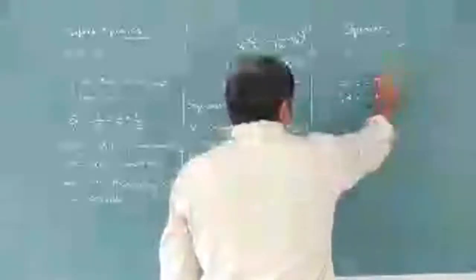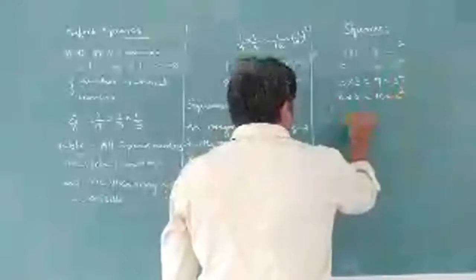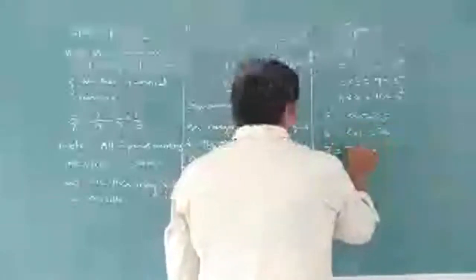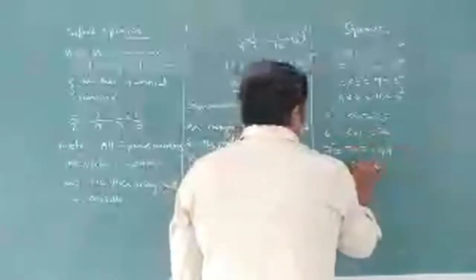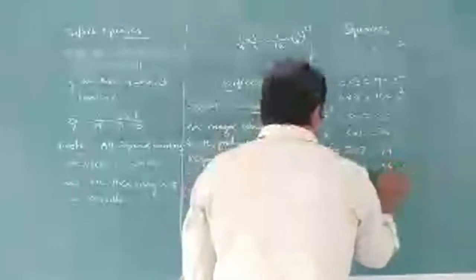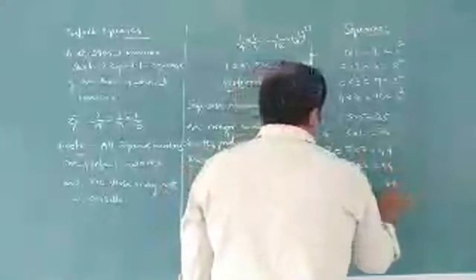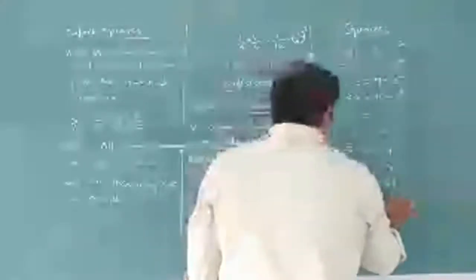Next, 1 square is 1, 2 square is 4, 3 square is 9, 4 square is 16. Next, let me write 5 square: 5 into 5 is 25. 6 square is 6 into 6, which is 36. 7 square, 7 into 7, is 49. 8 square is 8 into 8, 64. 9 square is 9 into 9, 81. And 10 square is 10 into 10, which is 100.